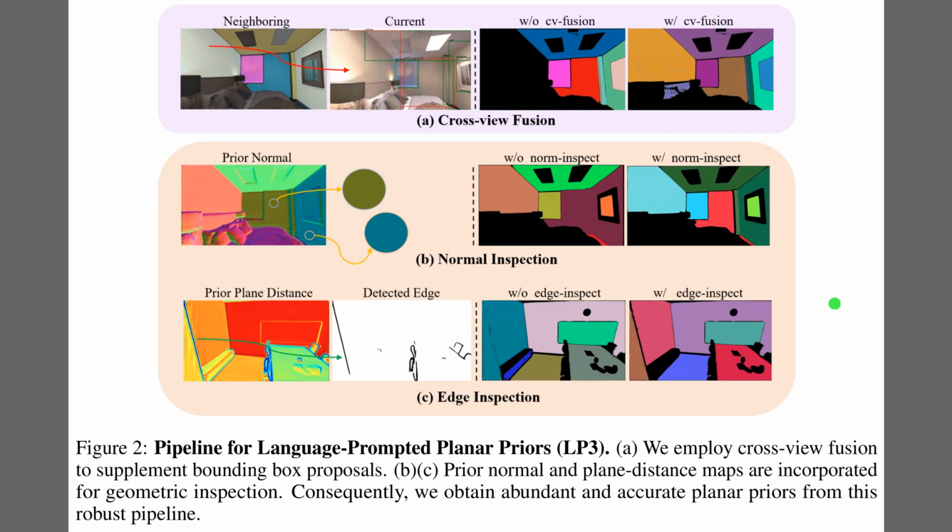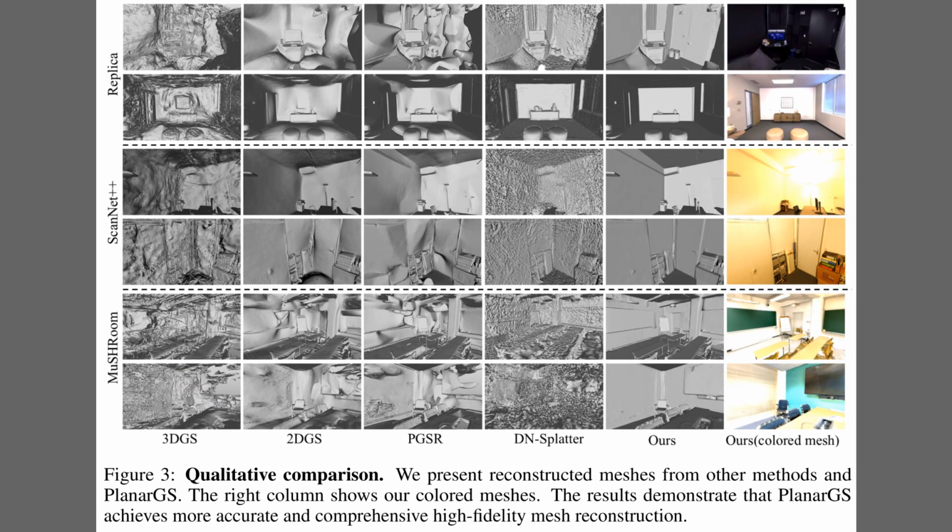Figure 2 details the LP3 pipeline that turns language-prompted segmentations into reliable planar priors. The top row shows cross-view fusion, which transfers detections from neighboring views so missed walls and floors get completed across frames. The middle block adds normal inspection, using prior surface normals to split masks that accidentally merge multiple planes. The bottom block applies edge inspection with plane distance cues, so regions align with straight boundaries and result in cleaner, more accurate plane masks. Figure 2 detailed how planar priors are formed.